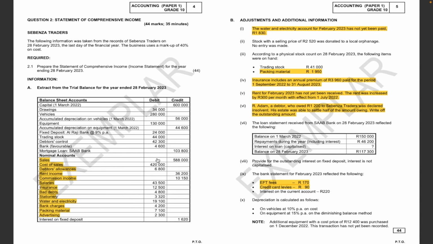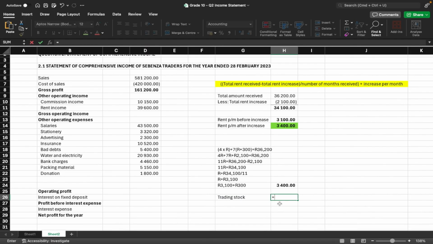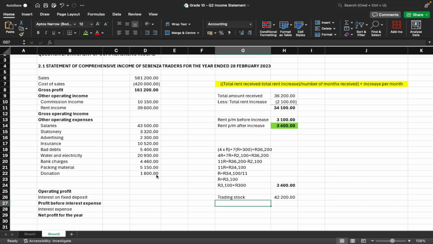Okay, so we've got 44,000 rand in our books, but remember, we donated some of the goods and we're told no entry was made, so we need to make that entry. So here's what it should have been in our books. It's the 44,000, so I'm going to write here trading stock. According to our books, we've got the 44,000 rand minus the one that we donated, 1,800 rand, gives me 42,200 rand. That's how much it's supposed to be.